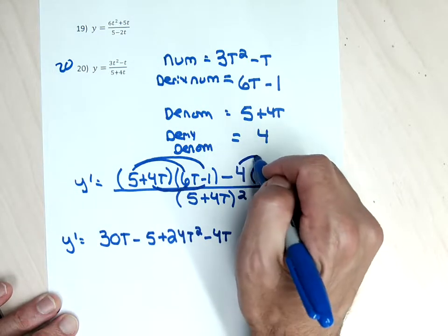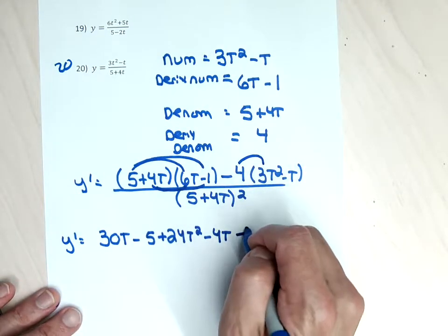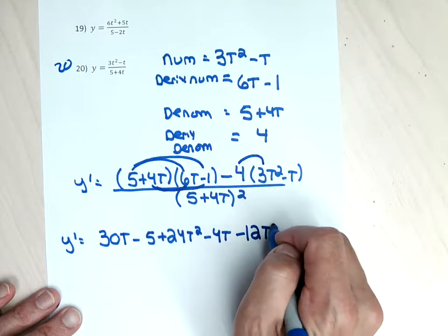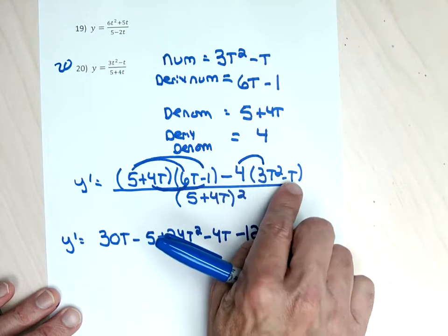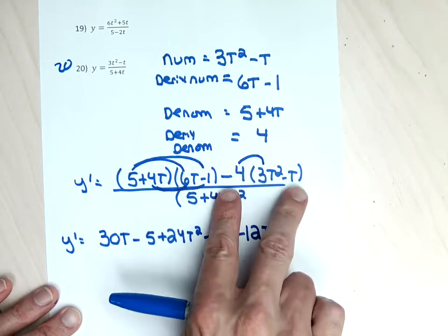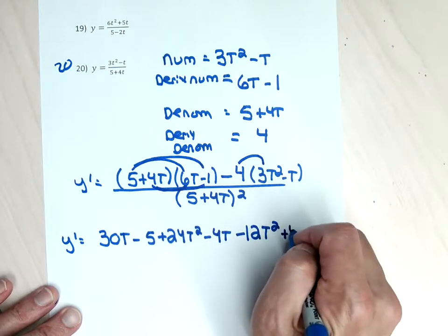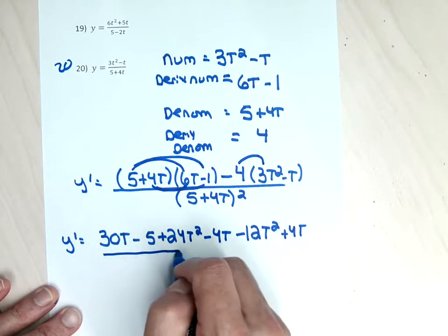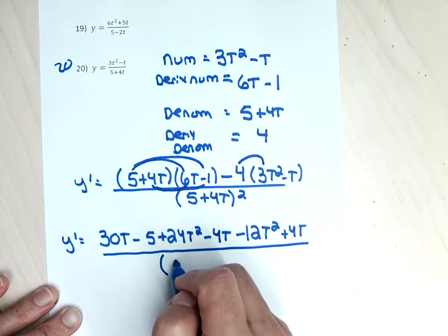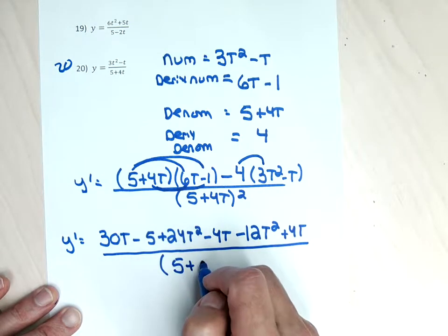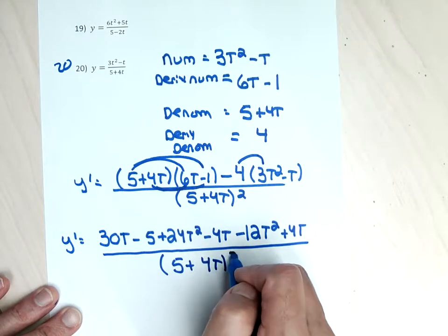Second half, minus 4 times 3t squared is minus 12t squared. And minus 4 times minus t is plus 4t, because a double negative turns into a positive. So that's getting rid of the parentheses in the numerator. I never ever, when I'm doing the quotient rule, FOIL out the denominator.